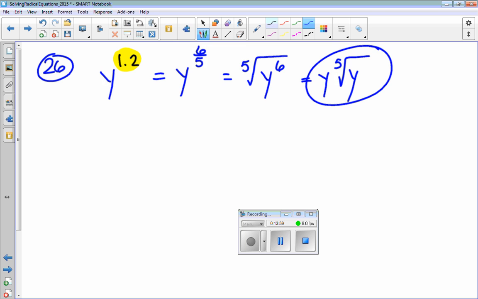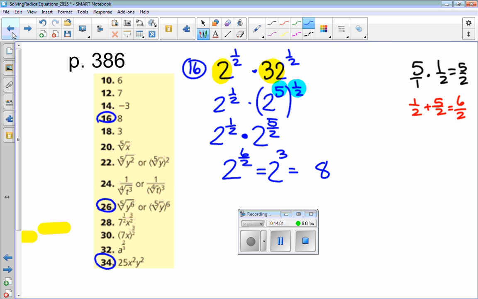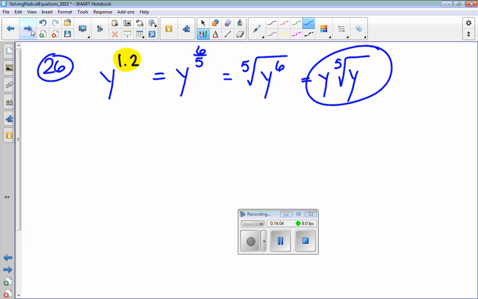I want that to be your answer. Okay, I want you to simplify it. That's when you have an even index and an odd number that you bring out. Okay?